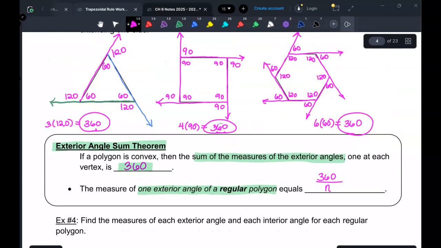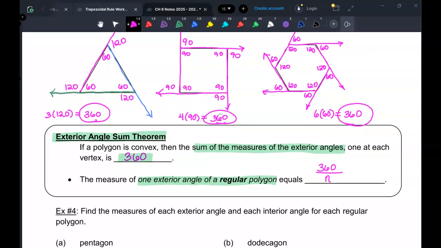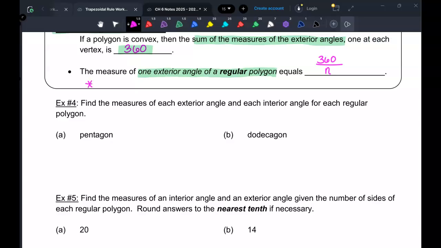Now, just a quick note. What did we notice about the interior angle and exterior angle? What do they always have to add up to? 180. So just a reminder, these are forming a linear pair. So an interior angle plus an exterior angle always equals 180.